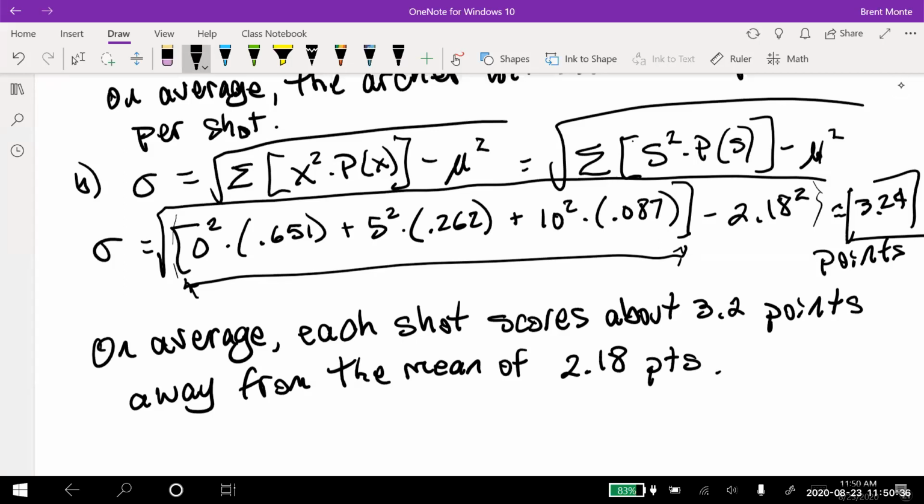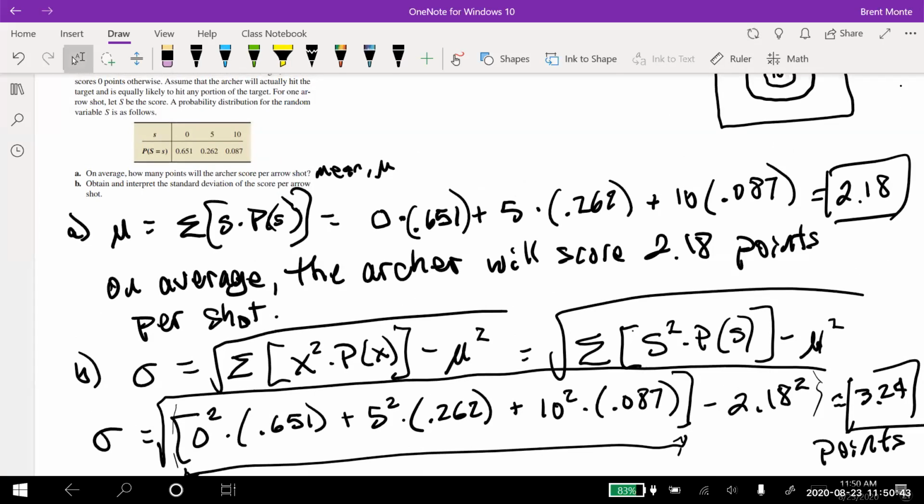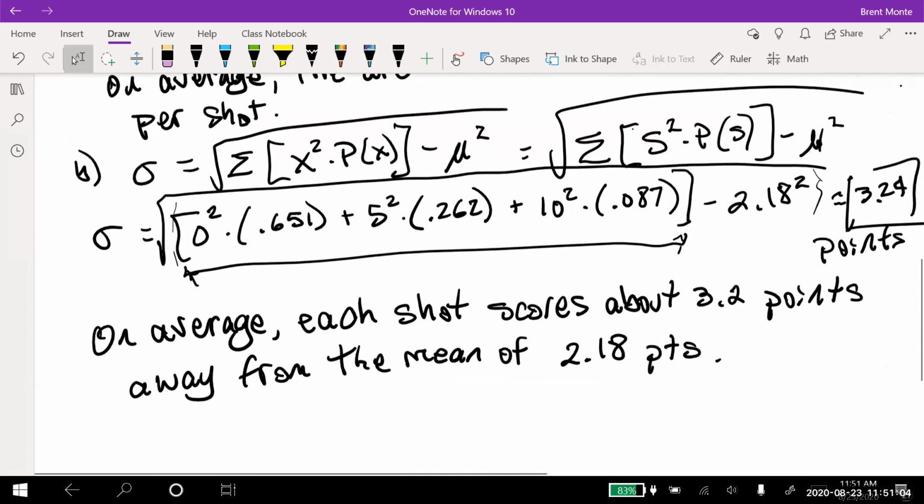And that makes more sense because if I'm usually scoring 0 points, 65.1% of the time I score 0 points. So if the average is 2.18, I'm almost 3 points away. Sometimes I score 5, which is almost 3 away. And sometimes I score 10, which is almost 8 away. So the 3.24 makes a lot more sense. And I'm just not sure what I did the first time when I did this.